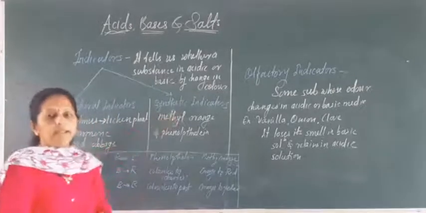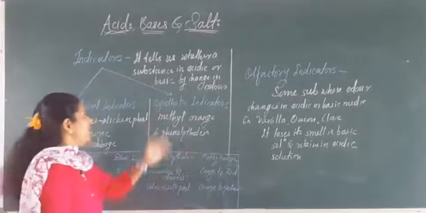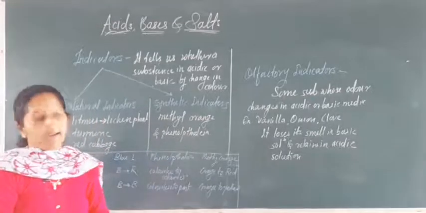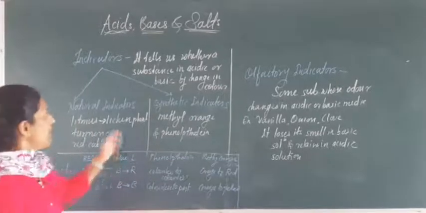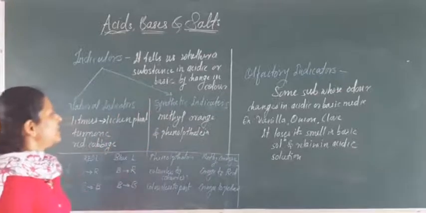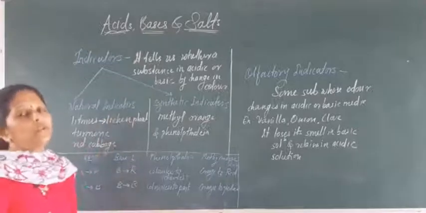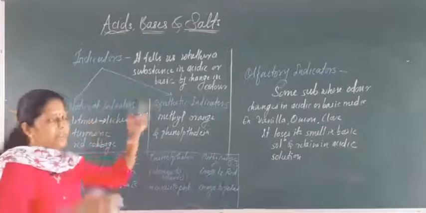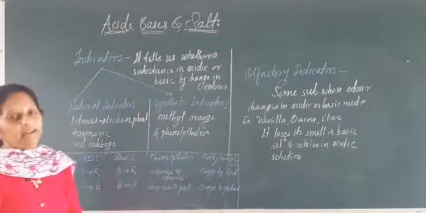Next are synthetic indicators. What are the synthetic indicators obtained in the laboratory? Methyl orange and phenolphthalein are called synthetic indicators, which are obtained in the laboratory. So these are the natural indicators and the synthetic indicators. We are going to see by example how the color changes when using a natural or synthetic indicator in the laboratory.